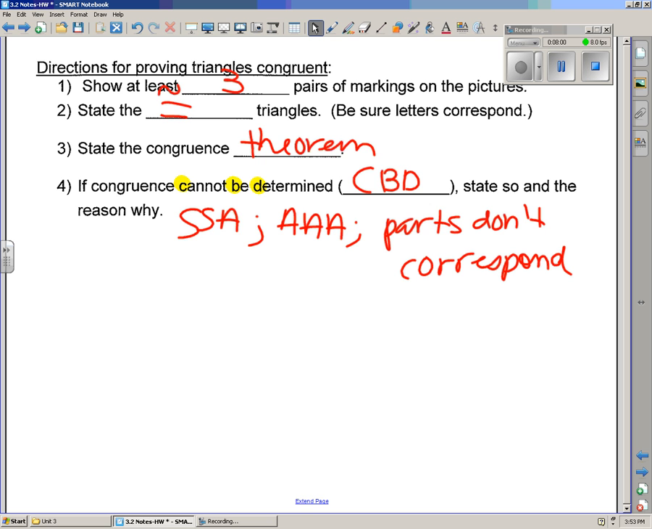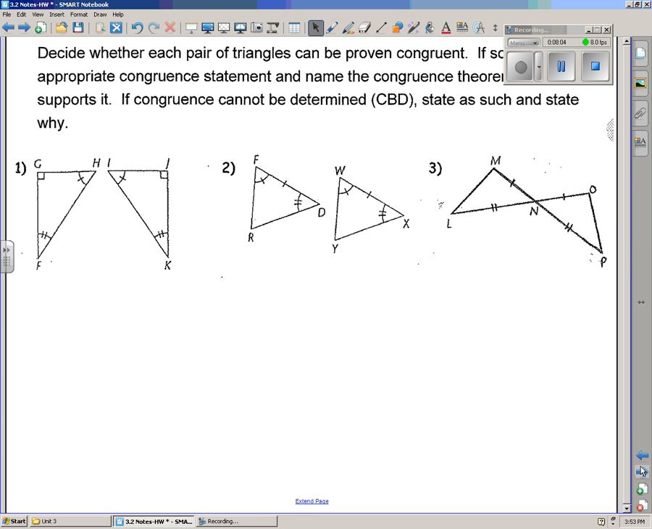So these are informal proofs that we'll start actually doing in more formal proofs. Determine whether each pair of triangles can be proven congruent. If so, write an appropriate congruence statement and name the congruence theorem that supports it. If congruence cannot be determined, CBD, state as such and state why.